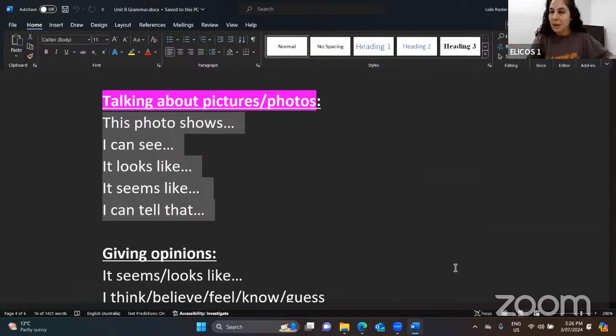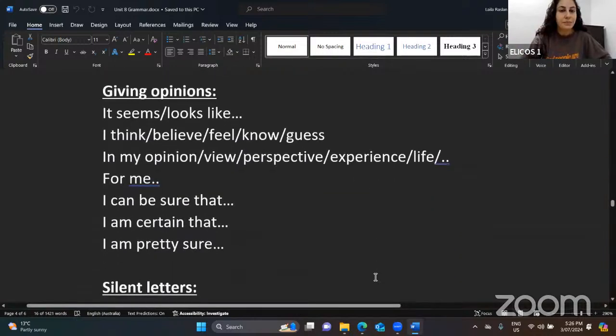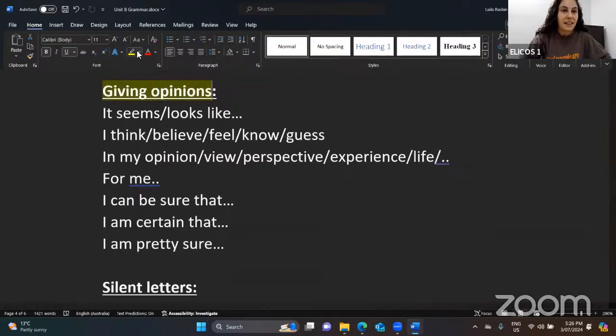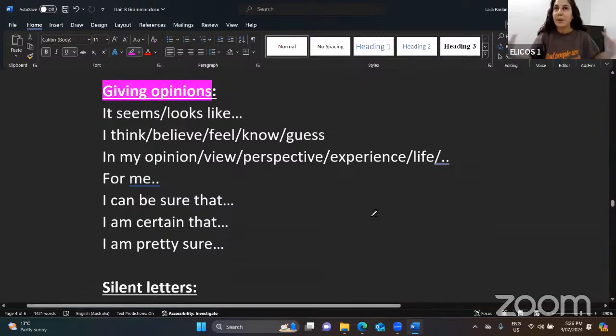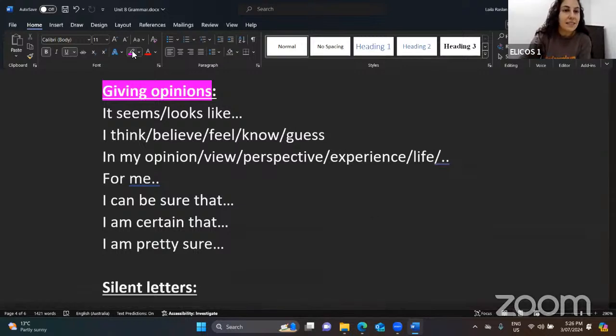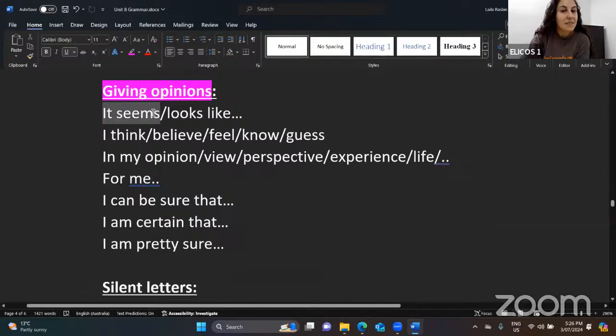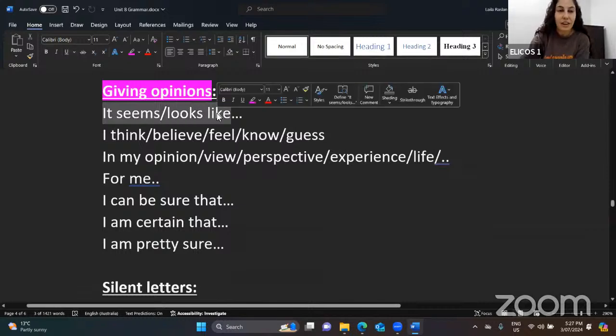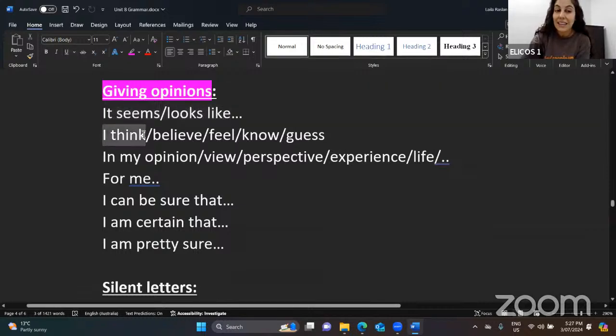Now, when you tell someone what is in the picture, how about responding? Let's look at some ways. Maybe now someone else is showing you a photo. How can we respond? Well, we need to give our opinions, because our opinions mean what we think. So we give our opinion. Someone is showing us a photo and we can say to them, it seems like, or it looks like you're having fun. I think.